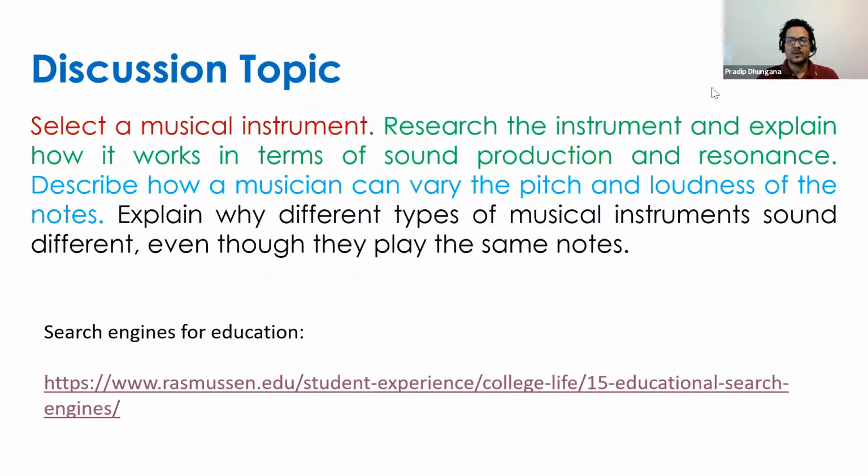So the discussion topic for your Unit 1 Waves is: select a musical instrument, research the instrument and explain how it works in terms of sound production and resonance. Describe how a musician can vary the pitch and loudness of the notes. Explain why different types of musical instruments sound different even though they play the same notes. My question for you all is, why does this discussion topic have different colors? Why did I color it in a different way?